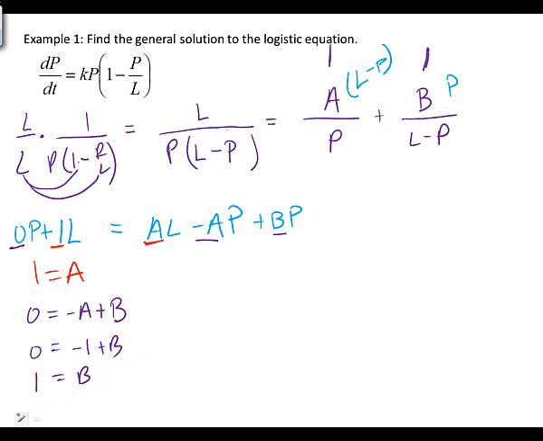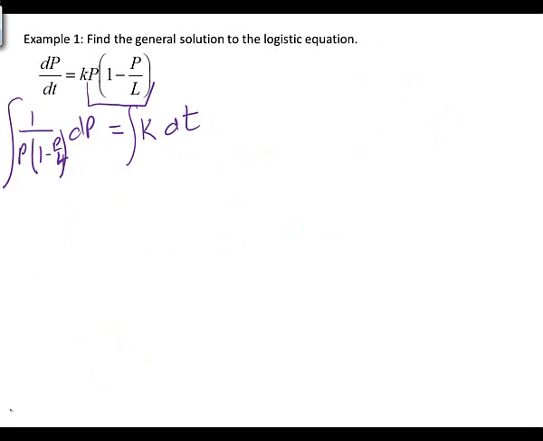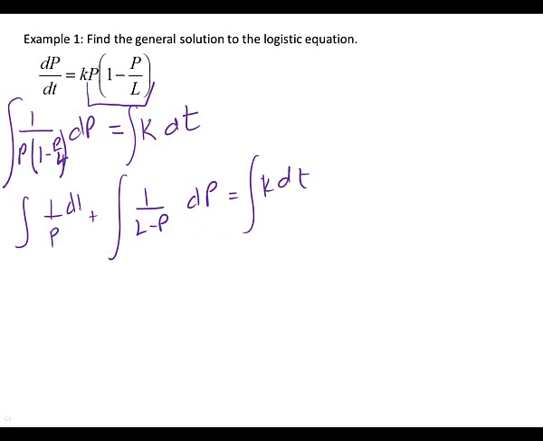Okay, so now I'm going to go back to my other screen. So now you're going back to the work we were doing. We are going to replace this, okay? Instead of the way it looks, I'm going to replace it with 1 over P plus 1 over L minus P, dP equals K dt. I am going to go ahead and split this into 2 integrals and put a dP here because of the way we have to integrate it.